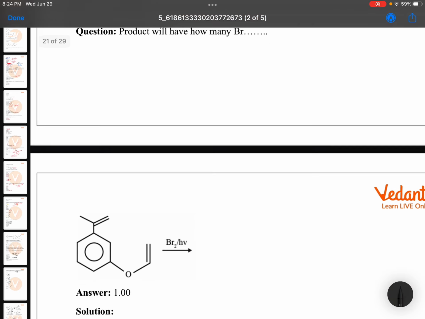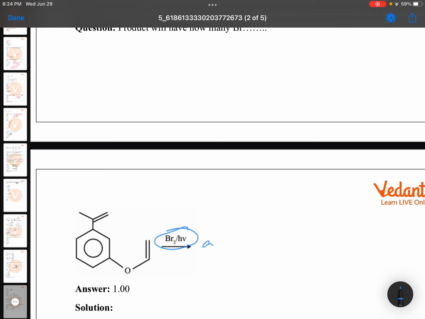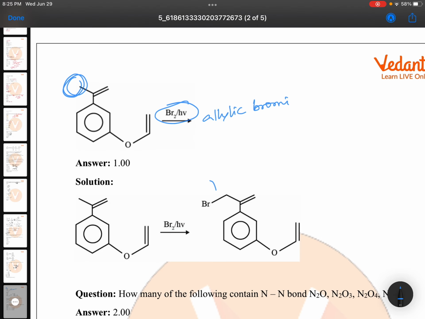Product will have how many bromine? Here you see, NBS-type bromination is used, so this will go for allylic bromination. Allylic bromination means this part is the only chance, no other allylic position is there. So only this part will come, and that is this one.